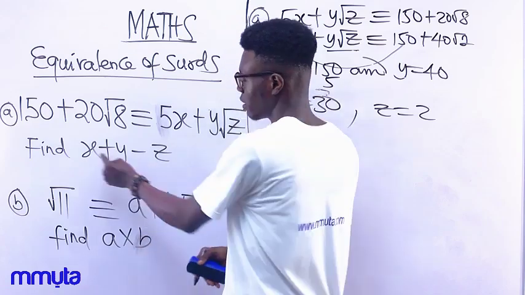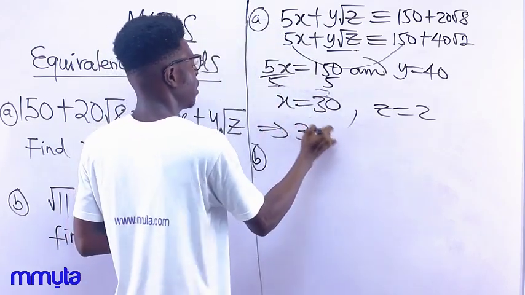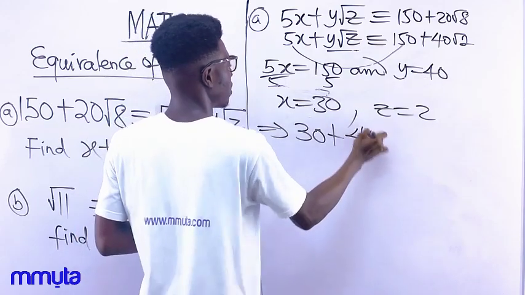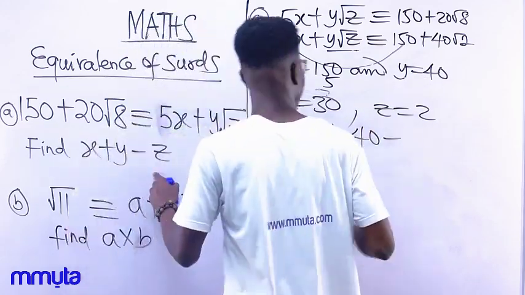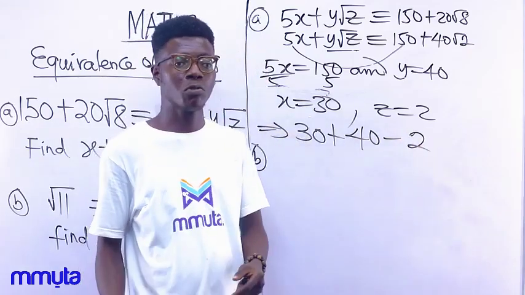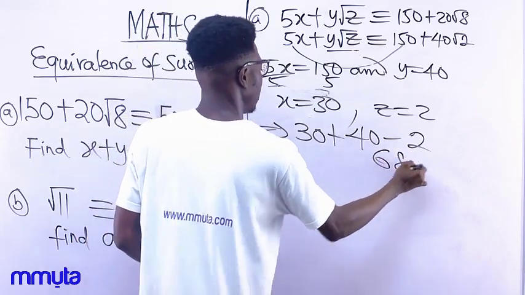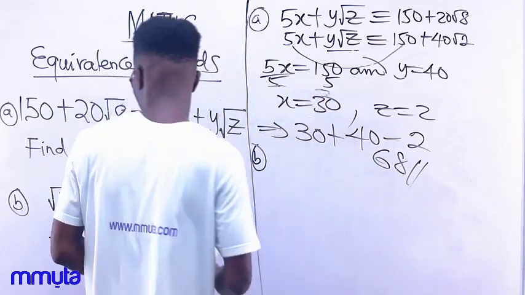So we are told to evaluate x plus y minus z. We are going to have 30 plus y, which is 40, minus z, which from here is 2. So we have this. Now 30 plus 40 is going to give us 70. 70 minus 2 is going to give us 68. So the answer to this is 68.